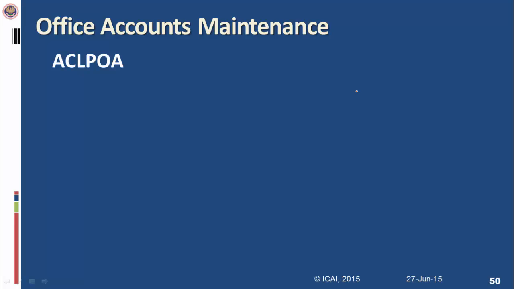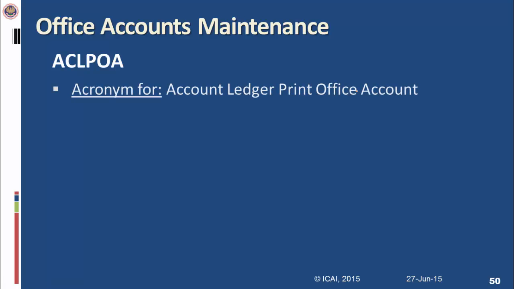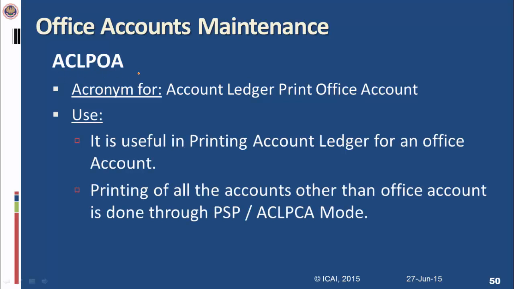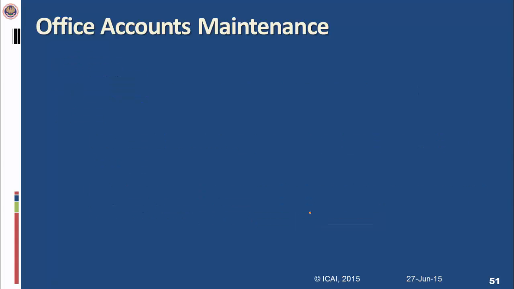Then comes the office account maintenance. Particularly in TCS one, there is a limitation that the office account or the BGL account, the branch general ledgers, could not be printed by the users. For that purpose, the user needs to put a request to the central data center for generation of a specific report. However, in Finacle, we can use the ACL POA command for printing of the office account ledger, and we can verify it on the printing or through the soft mode also. For accounts other than office accounts, the commands are PSP and ACL PCA. That will come in a later part.